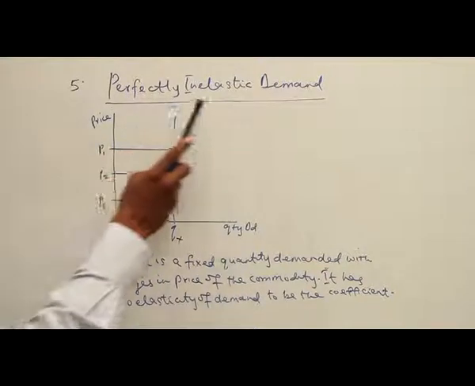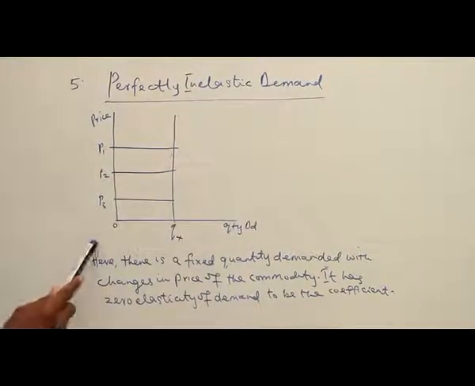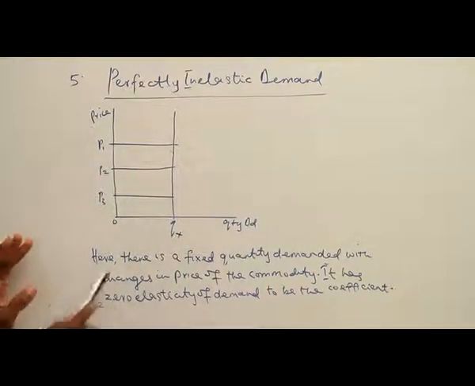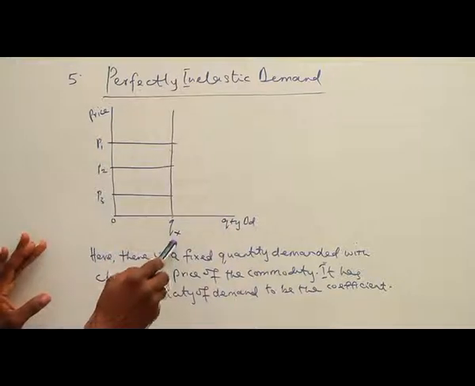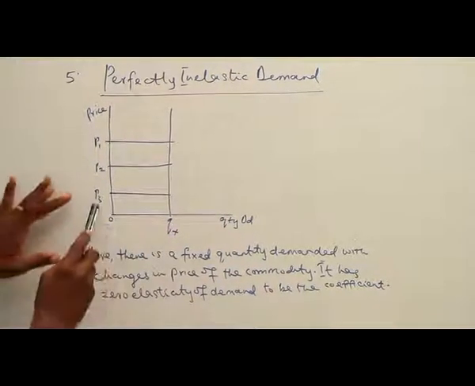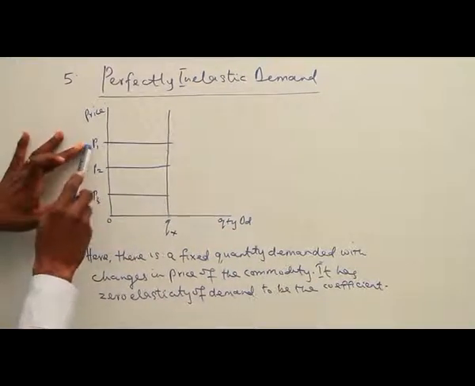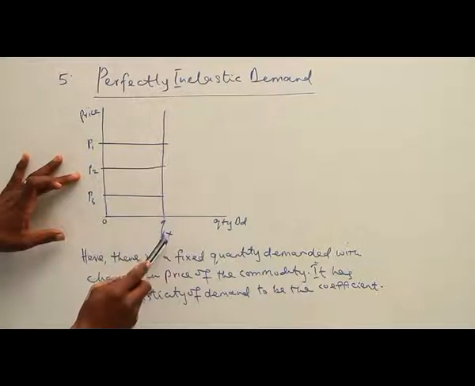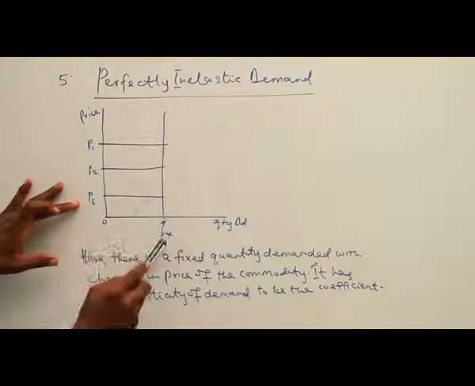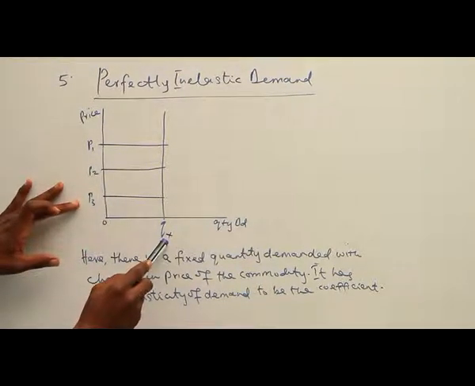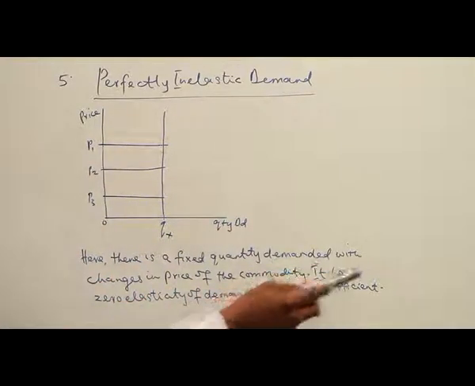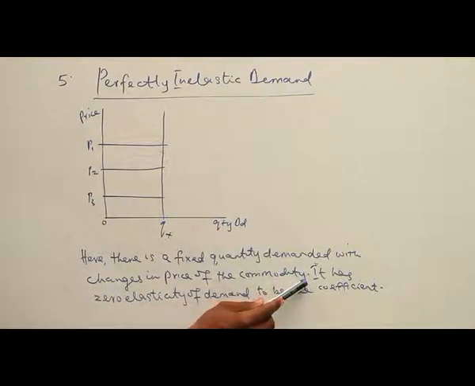Number 5, perfectly inelastic demand. Looking at the diagram, we have the quantity axis here, the price axis here. On the quantity axis, we have quantity being fixed. When the price is P1, the quantity is fixed. When the price is P2, we have it to be Q star still. At P3, we still have the quantity being fixed. So what perfectly inelastic demand is trying to tell us is that there is a fixed quantity demanded with changes in price of the commodity.